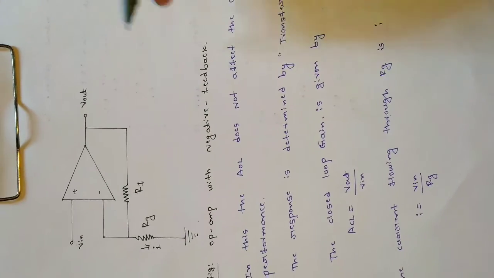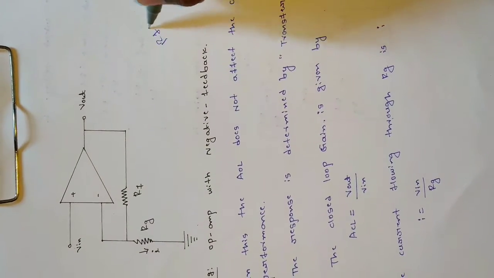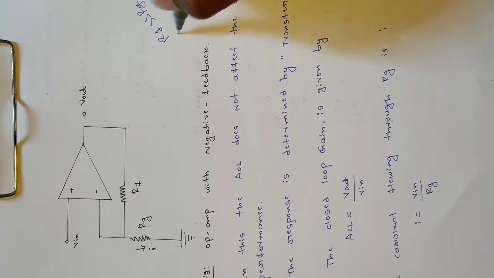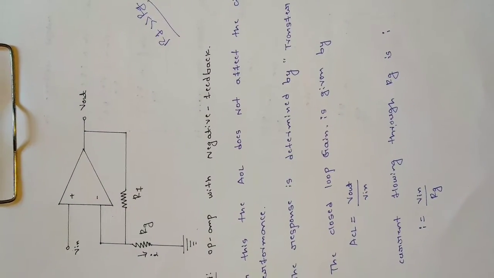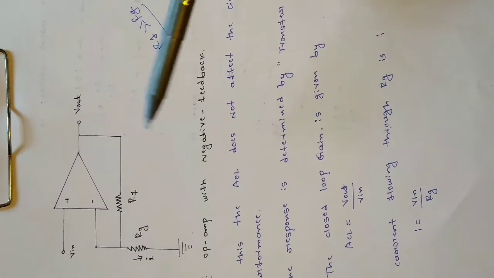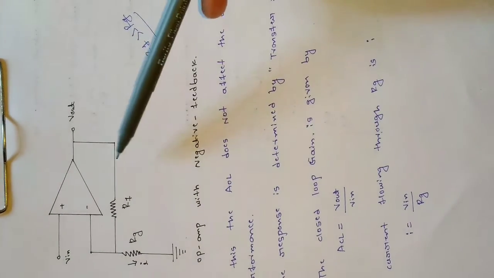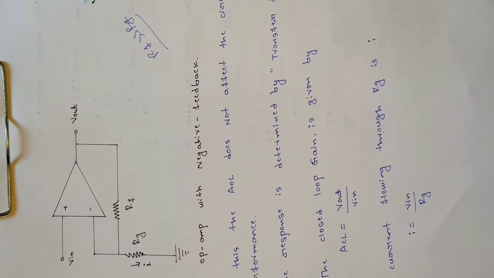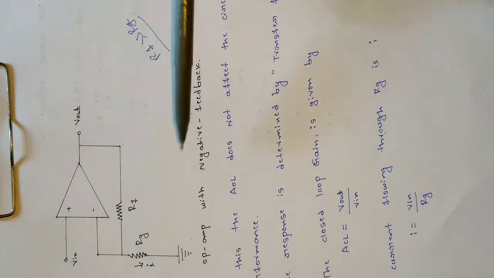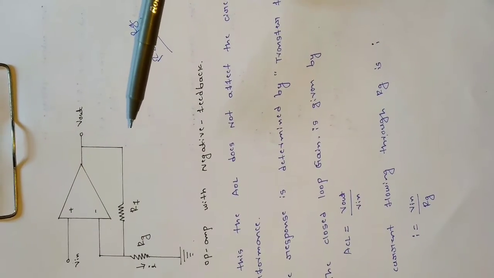So remember, RF is very much greater than RG every time in case of negative feedback. You should keep this in mind when designing the op amp in a negative feedback circuit. So keep RF very much higher than RG. This is to provide the offset in the operational amplifier.